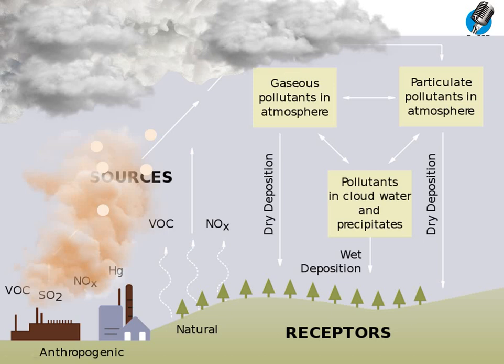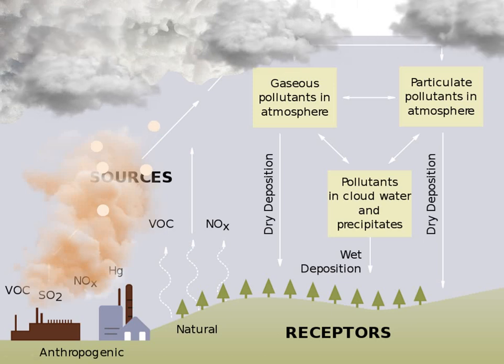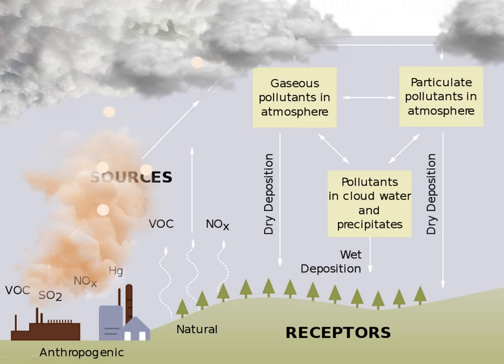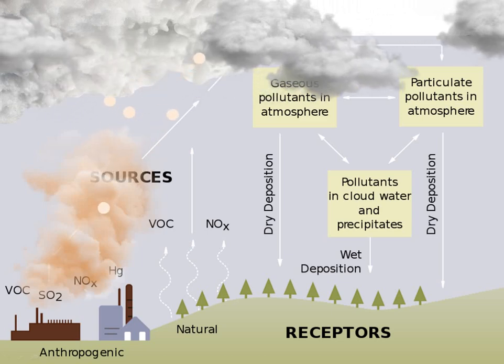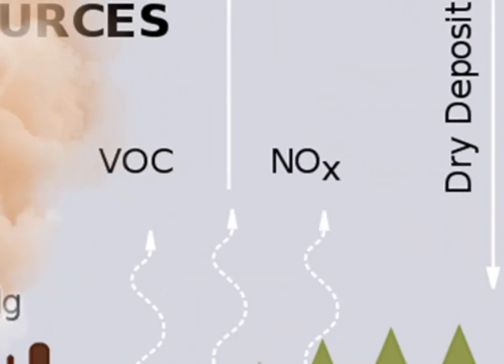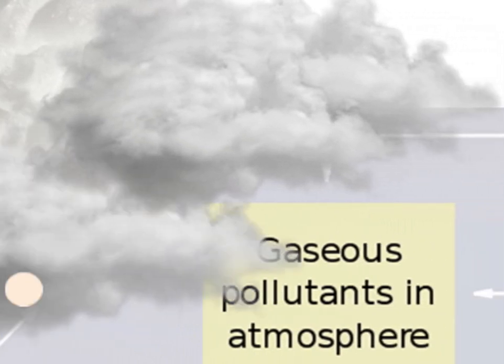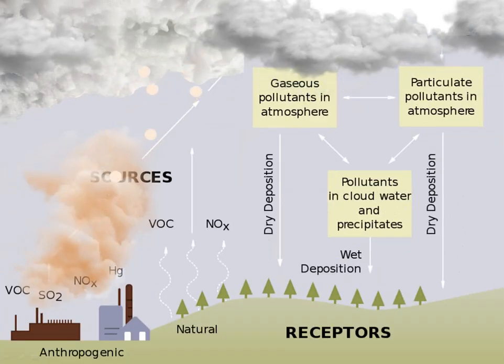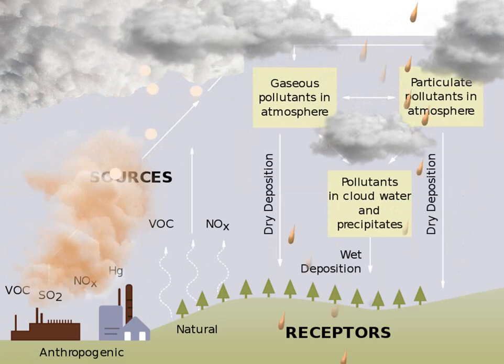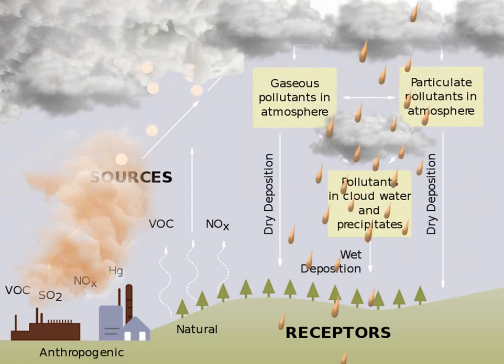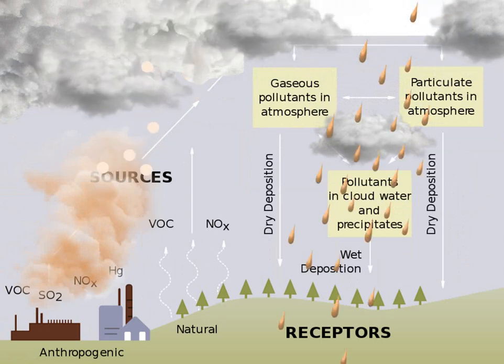The air pollutants from the industries go to the air and get mixed with the clouds, and when the clouds are heavy, they are ready to rain. And when it rains, it has a lot of chemicals in it, so it rains acid.